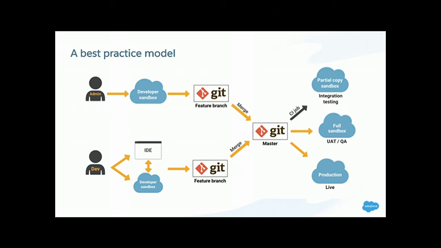If you think of someone like an admin, maybe they just work directly in the org at all times, making changes there in a declarative fashion. You've got someone like a developer, maybe more of a hybrid approach where you do some things in the org and you do some things in the IDE, and you sort of iterate there yourself. The key thing is that they are isolated and they only expose their changes to each other via the source control system. So everything flows through Git.